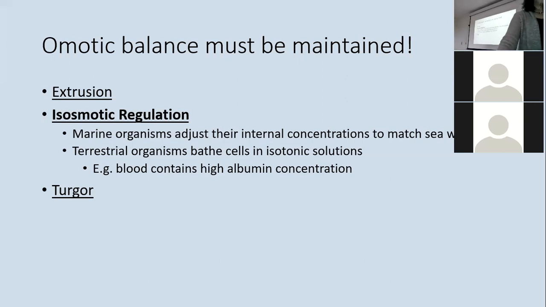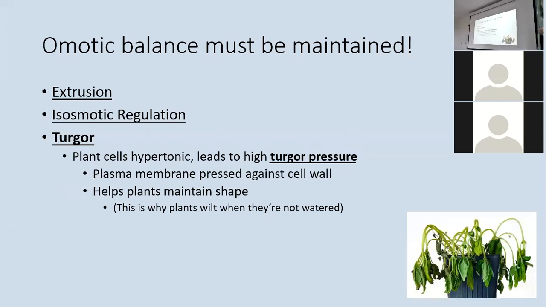The last one refers back to that plant situation we were just looking at. Plant cells are hypertonic. Conversely, plants tend to like to be in a hypotonic environment that makes their cells hypertonic. This leads to high turgor pressure, so they want to take on lots of water. They fill all their plasma membranes to near bursting, or what would be bursting if they didn't have cell walls to keep them from bursting. So this plasma membrane pushes against the cell wall, and that's actually part of what gives plants structure. They don't have skeletons or anything like that.